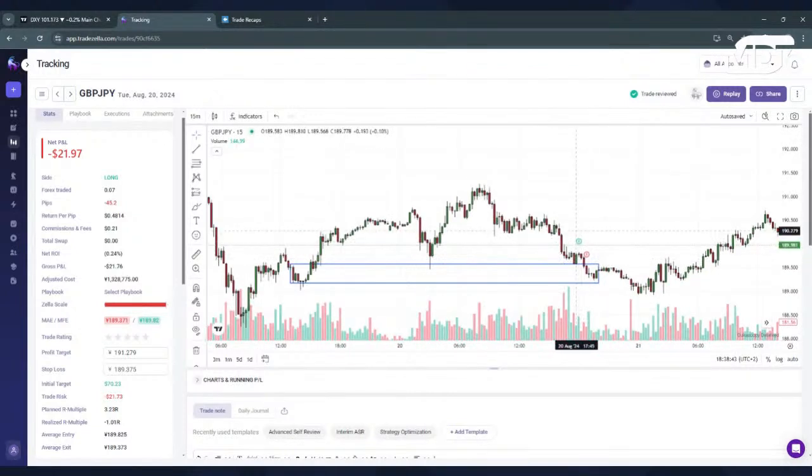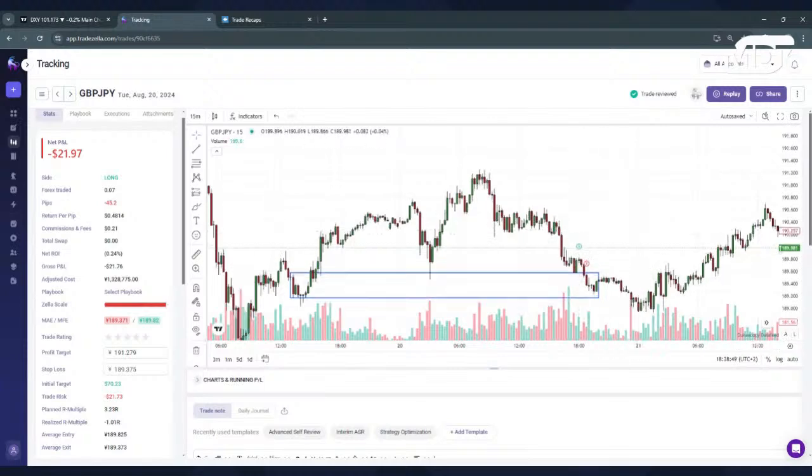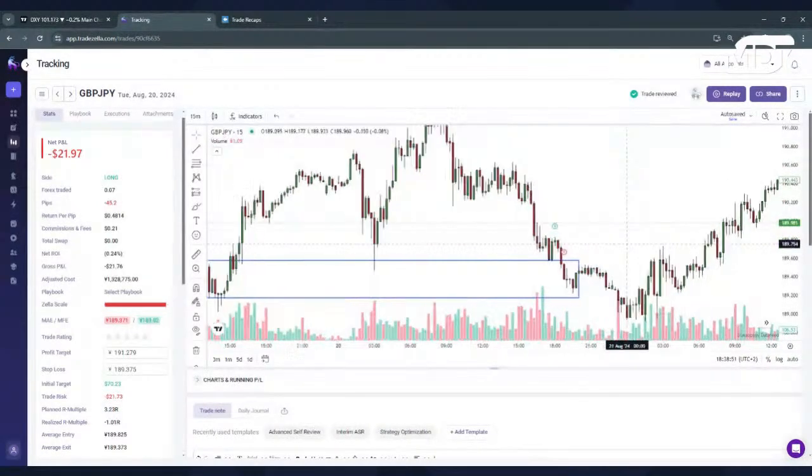So as you can see, the entry was at about 17:45, well, 6 o'clock. That's the last extent of when I can take entries, because my kill zone runs, well, my New York kill zone runs from 3 to 6 o'clock South African time.